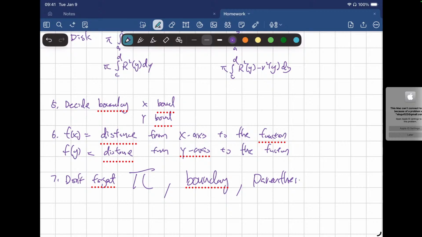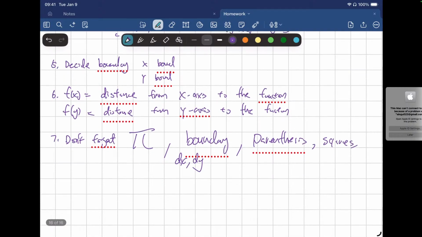I see people make the mistake of forgetting to put parentheses. The squares. They forget to put squares. And then dx or dy. All those things you should check before you submit the answers, or before you move on to the next question. Make sure you have parentheses and squares, whatever needs to be squared. Is that okay?